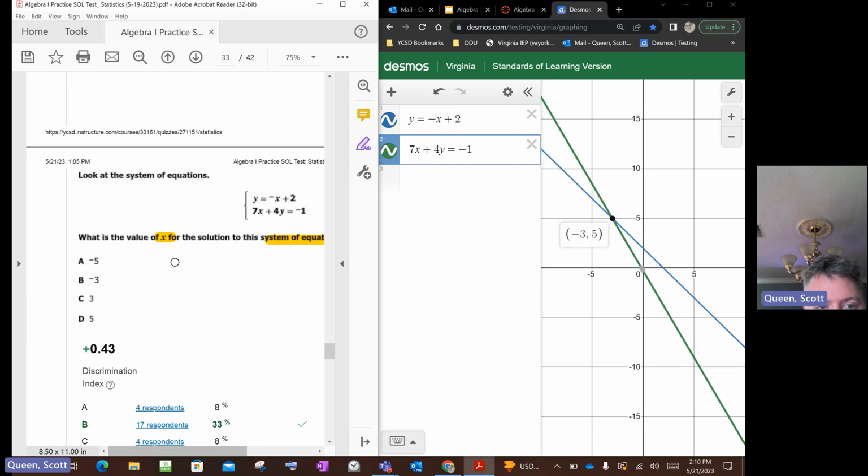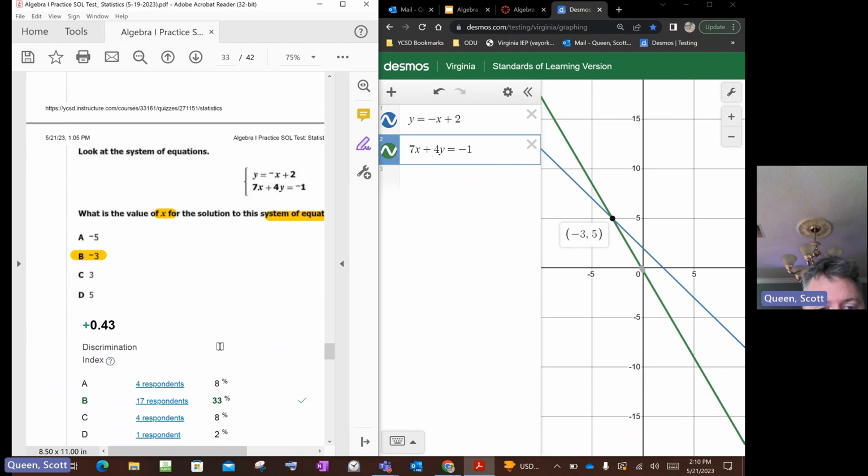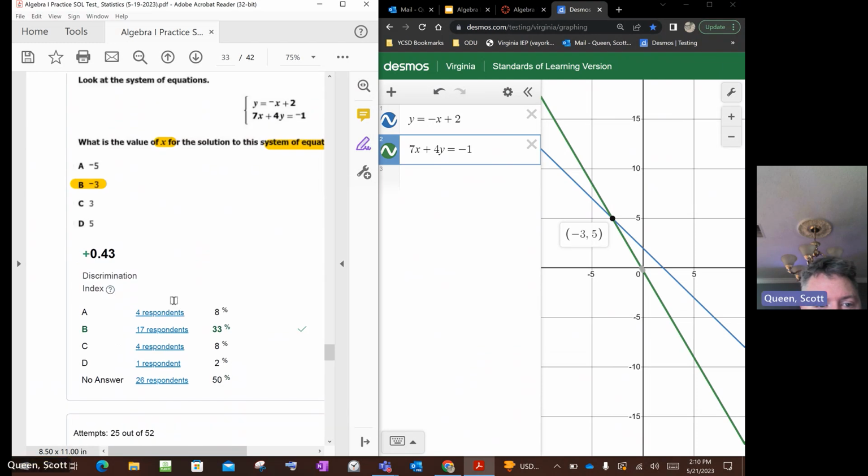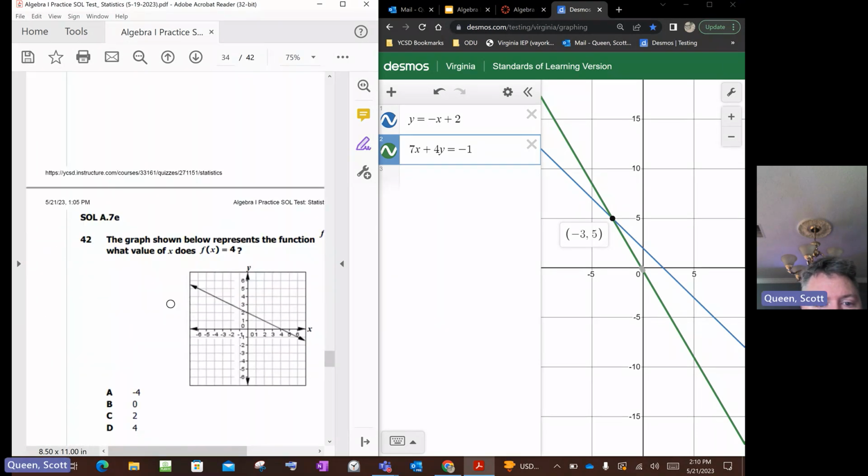Okay, now it said he wants the x value, the value of x. X comes before y. X is -3. There it is. Now, I also see that 5. A lot of people will choose this, but if it said the y value, you would pick it, but that's not what it says. Most people got this right, but too many people missed it. It's easy.